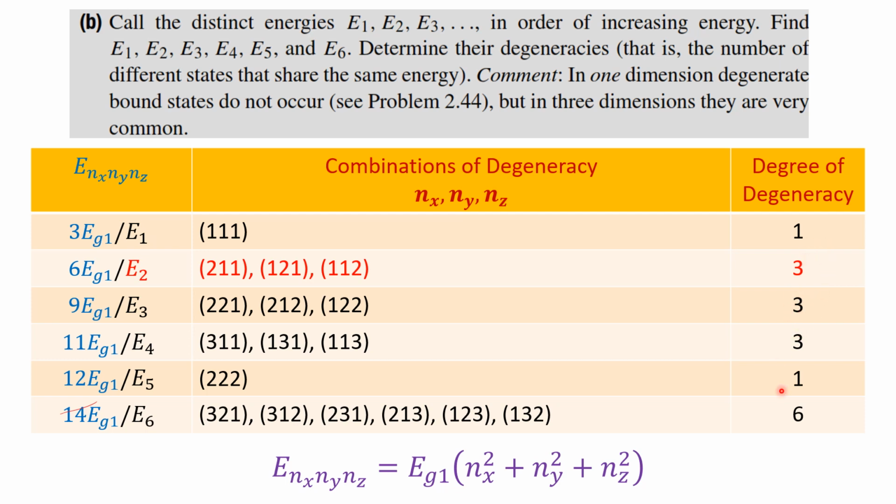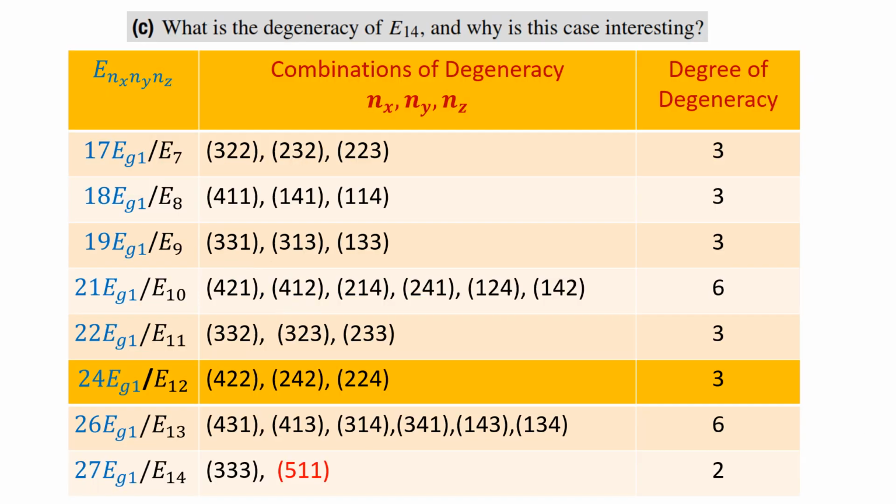So 1, 3, 6. If all nodes are the same, it means no degeneracy. If any two nodes are the same, then the degeneracy is 3. If all are different, the degeneracy is 6. So we have seen up to 14 EG1. Then the next energy state we will get is 16? Next to 14 we will get 17. 15 and 16 are not possible by adding the squares of any three integers.